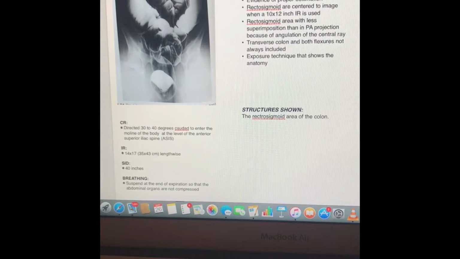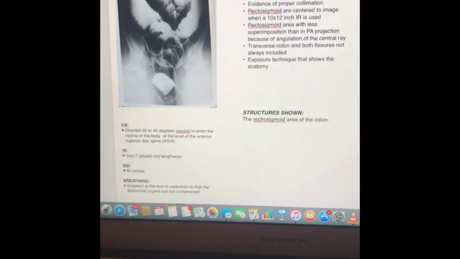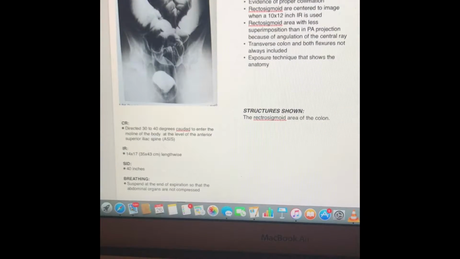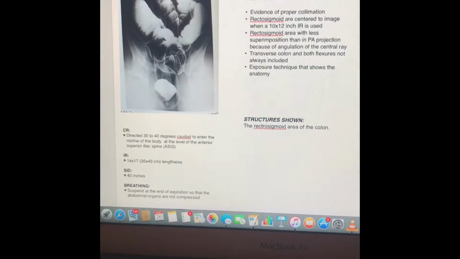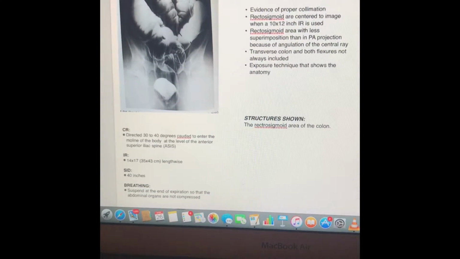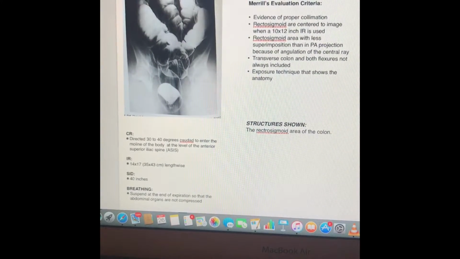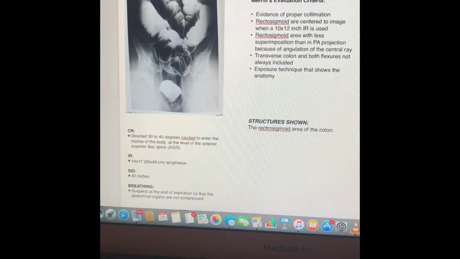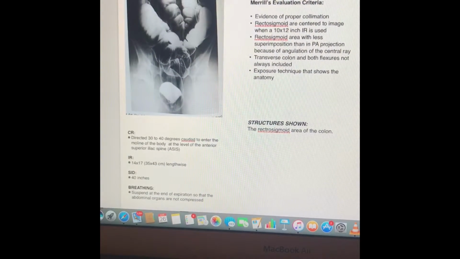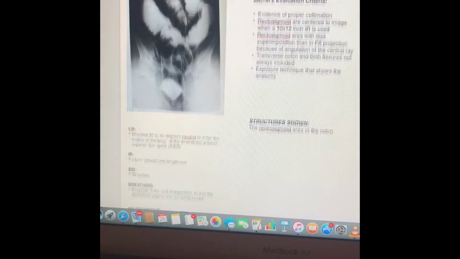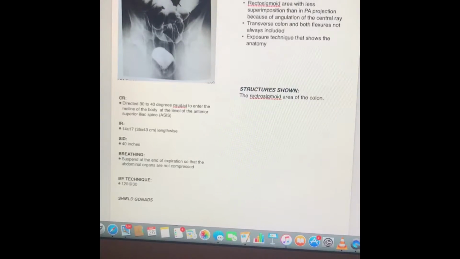CR for this projection was directed 30 to 40 degrees caudad to enter the midline of the body at the level of the anterior superior iliac spine, because the tube angle for this projection is 30 to 40 degrees caudad. SID was 40 inches. Breathing was at the end of expiration so that the abdominal organs are not compressed. My technique was 120 at 30, and I shielded my patient.